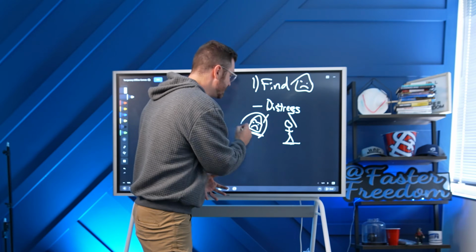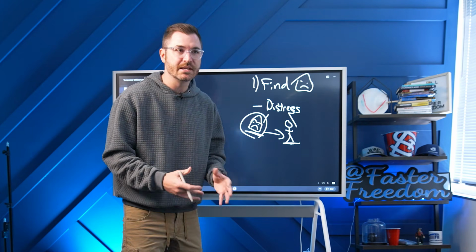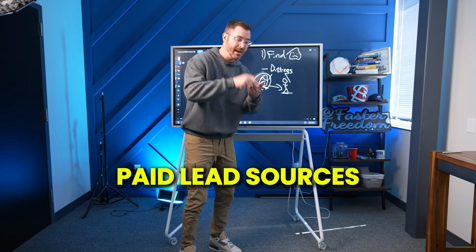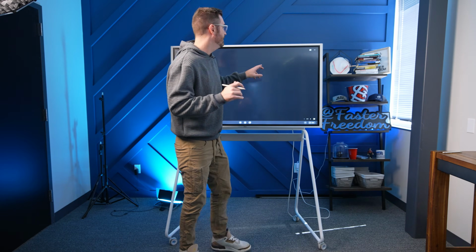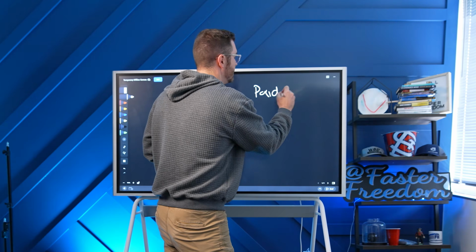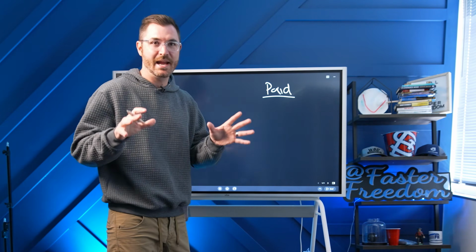So we want to find distressed properties. We have to find the sources of those distressed properties. There are 2 main lead sources to find distressed properties. There are paid lead sources and free lead sources. Let's go over a couple of each. Let's talk about some paid lead sources right now, okay? Paid, let's just write paid. The more I write, the worse it gets. So we're just gonna write paid lead sources.